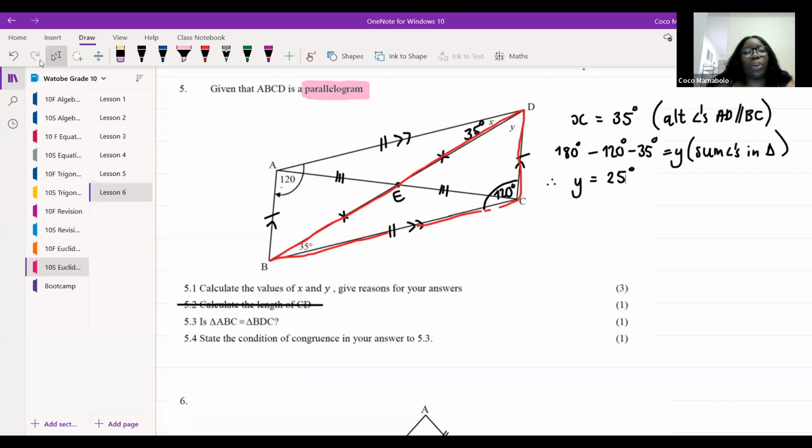All right, so there's one question that we're going to skip. We're going to skip 5.2, and the reason for that is because there's information missing on the drawing and I don't want us to go there. Now let's look at what's next, guys.